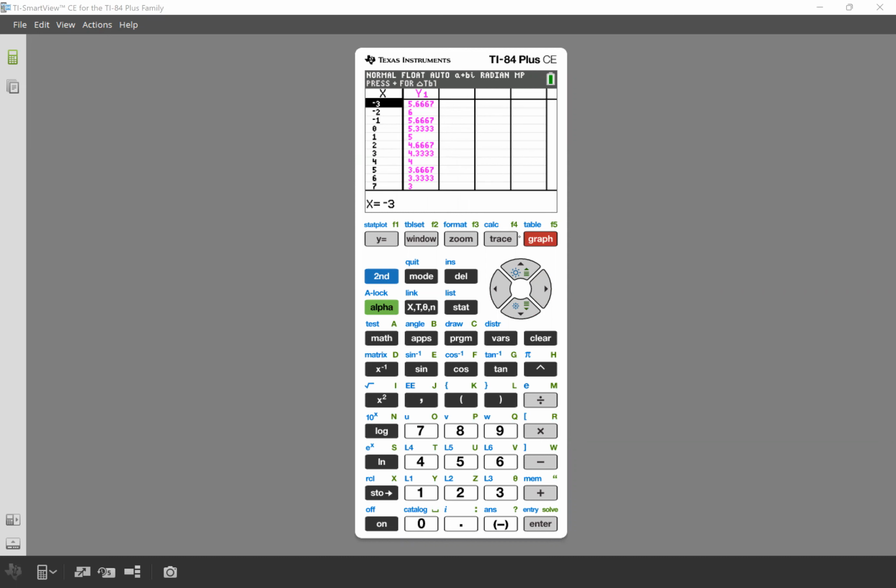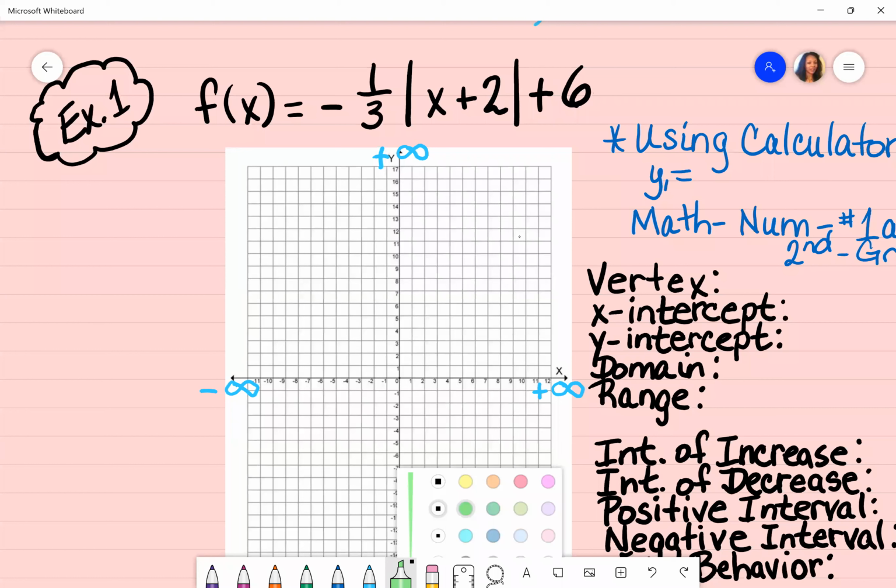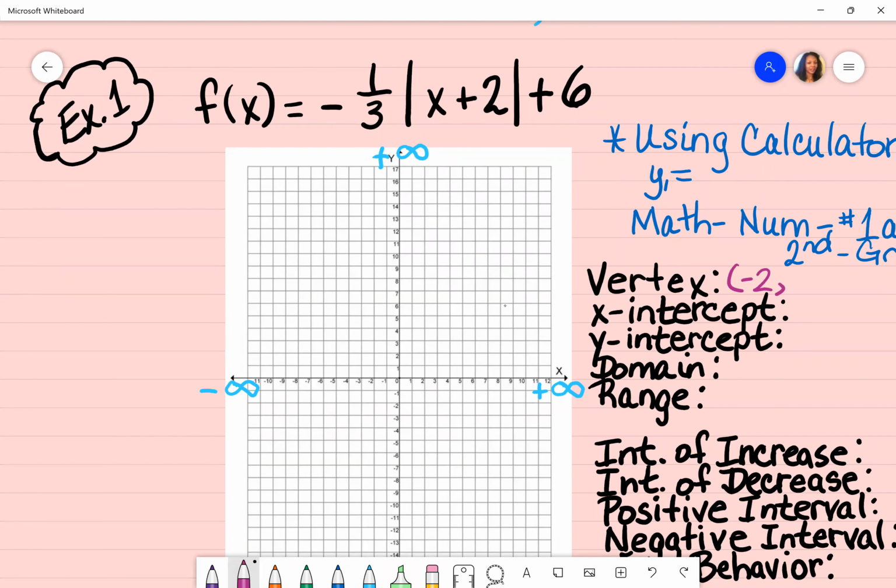So what I want to do is go to my table, which is second graph, and I want to look for that vertex. So that's why it's helpful to know that HK is your vertex. However, for H, the sign is changed because you're really looking for what would make this equal 0. So the number I would have to put in the place of x would be -2. So I'm going to look for -2, and I see that, yes, it is in fact 6 for my vertex. So that's good to know. I'm going to go ahead and write that down: -2, 6.